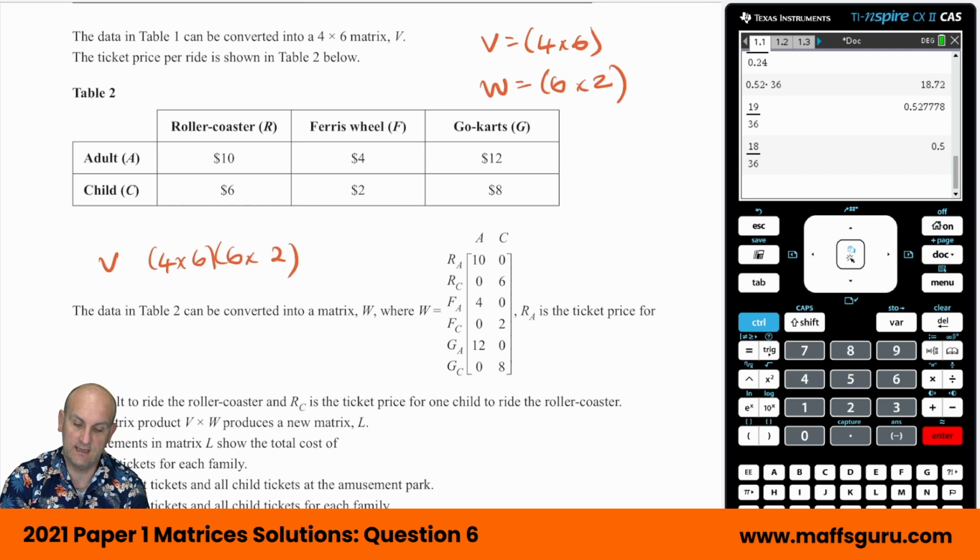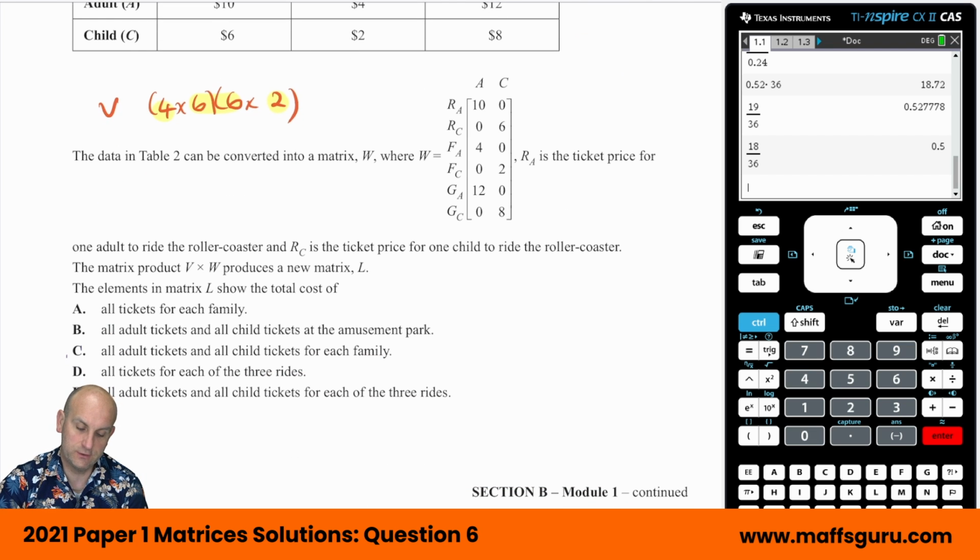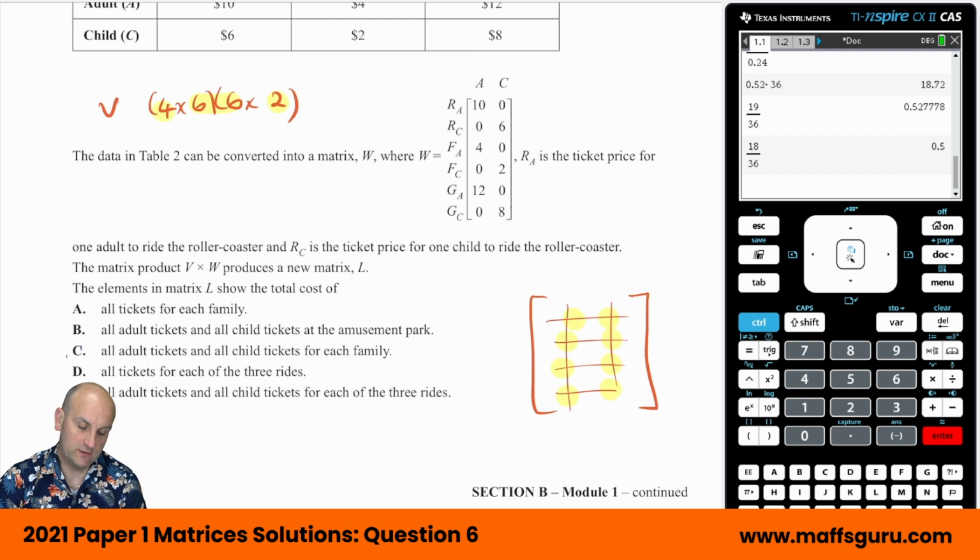Now the reason I'm working this out: A, is it possible? Yes. B, what will my matrix be? It'll be 4x2. So my resulting matrix will be a 4x2, 4 rows by 2 columns. So it's going to have 8 values.